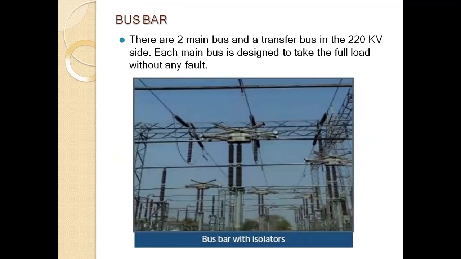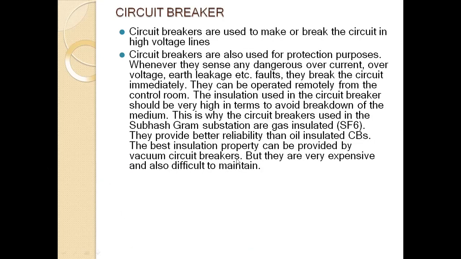Next one is the bus bar. There are two main buses and a transfer bus on the 220 kV side. Each main bus is designed to take the full load without any fault. This is a substation bus bar with isolators. Next.